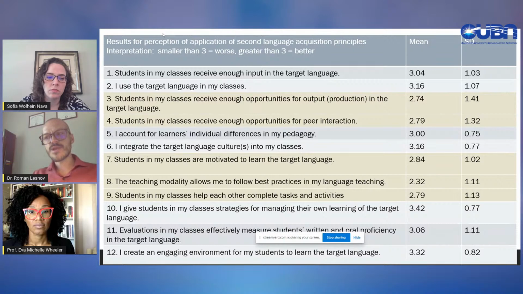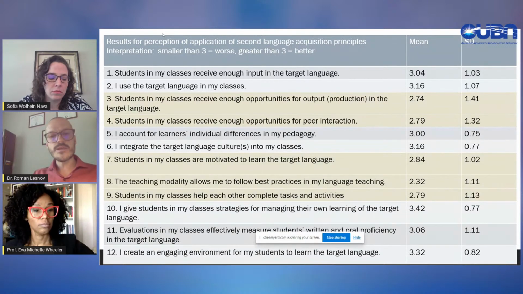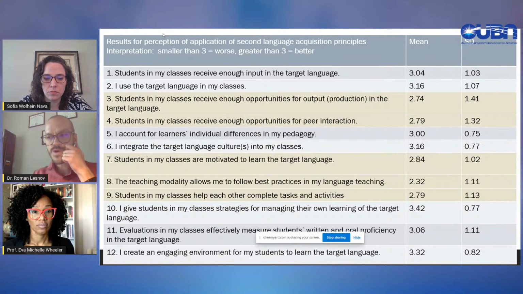The rest of the questions scored actually higher than 3.0, meaning that teachers could apply the corresponding principles in the new environment even better or more effectively than in the traditional face-to-face environment. So they thought they did a slightly better job providing students with input in the target language, question 1. They did a better job using the target language in class, question number 2, taking into account students' individual differences, question number 5, integrating the target language culture in their classes, question 6, giving students strategies for learning a language, question 10, and assessing and engaging students, questions 11 and 12.